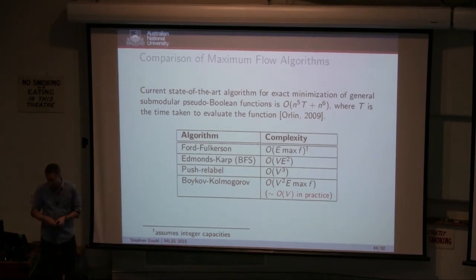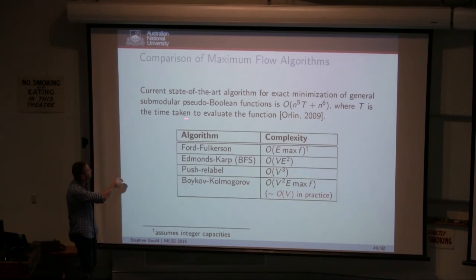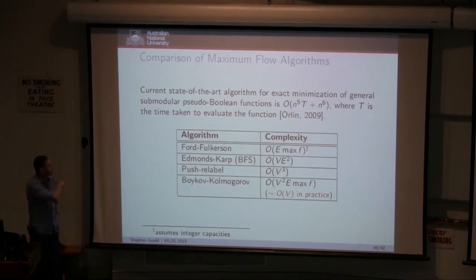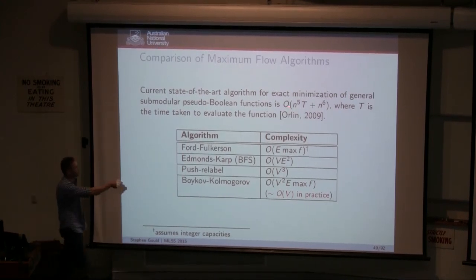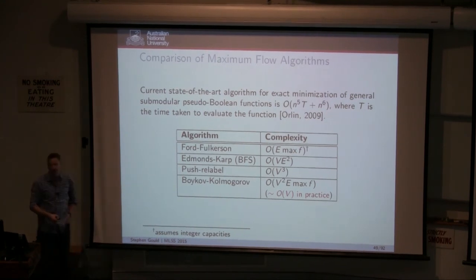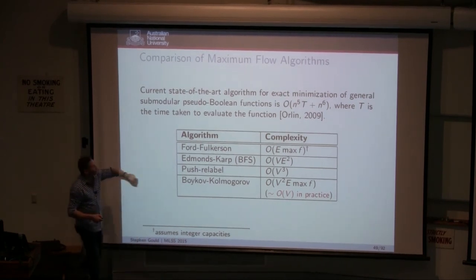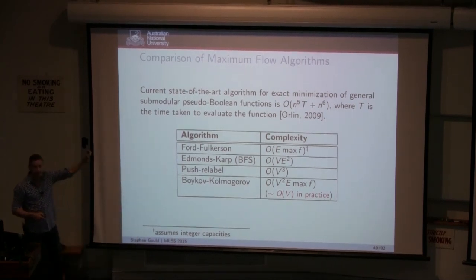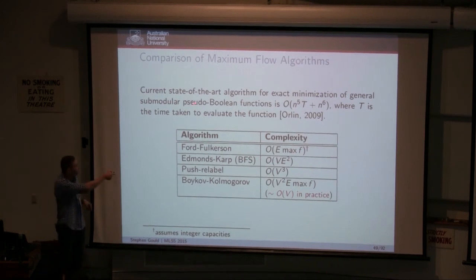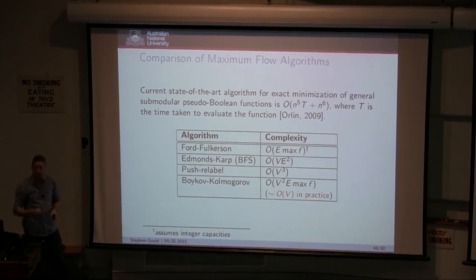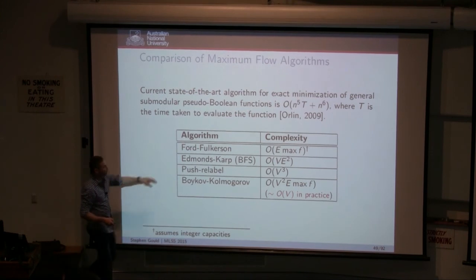So if you look at the state-of-the-art algorithms for optimizing arbitrary submodular pseudo-Boolean functions, the algorithms run in order n to the sixth, where n is the number of variables in the model. It turns out, though, that for quadratic pseudo-Boolean functions, the restricted class of pseudo-Boolean functions which only have pairwise terms, we have much, much more efficient algorithms based on graph cuts.